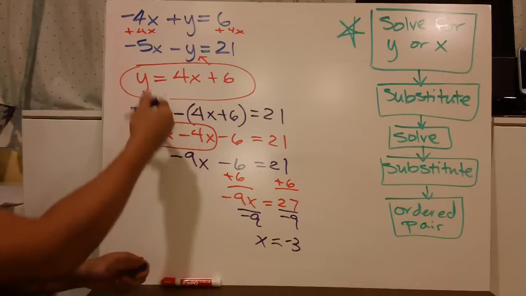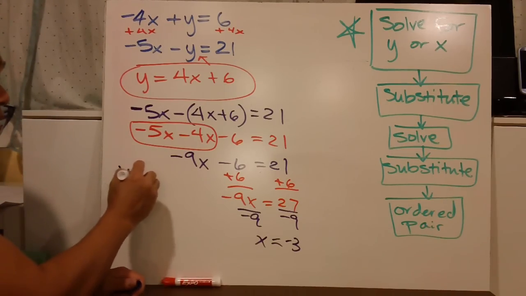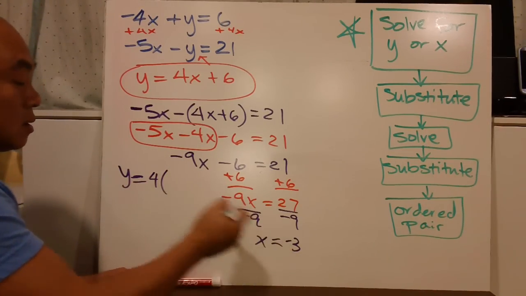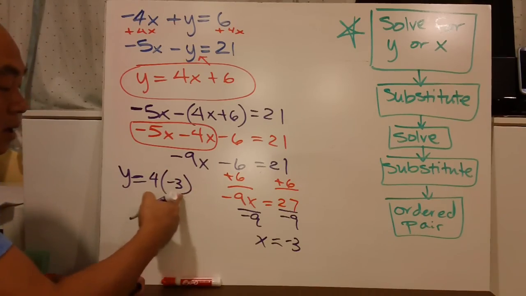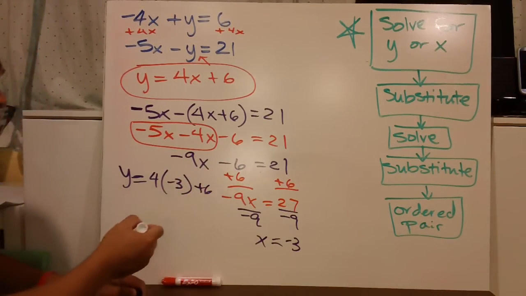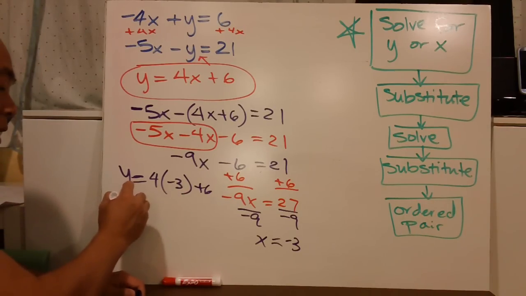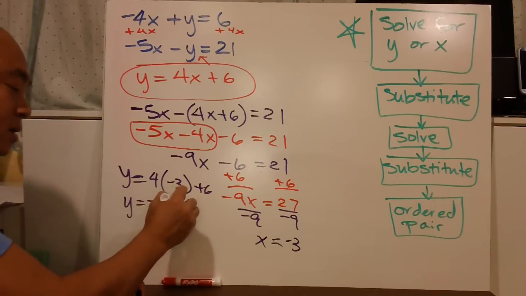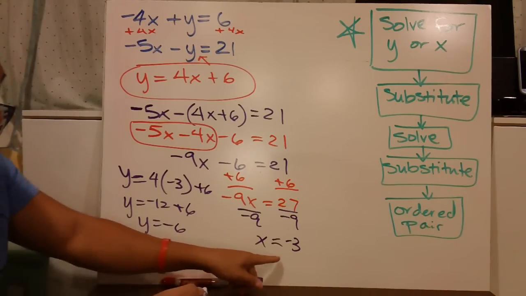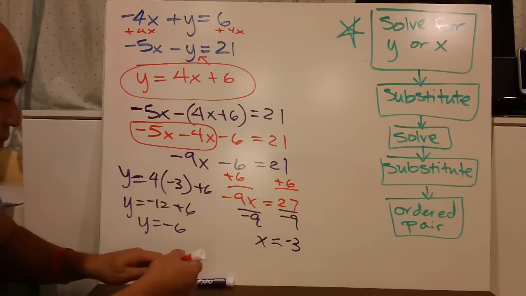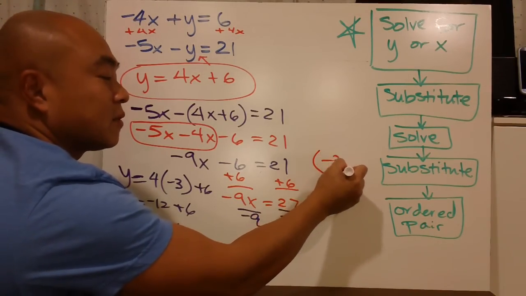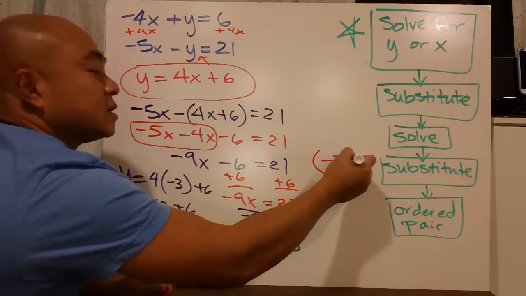So let's put y equals 4 times negative 3, and again I got the negative 3 because I got the x from here, plus 6. So here I now have y is equal to negative 12 plus 6, y is equal to negative 6. So I now have my two ordered points. I can now rewrite them. So my x is negative 3 and my y is negative 6.